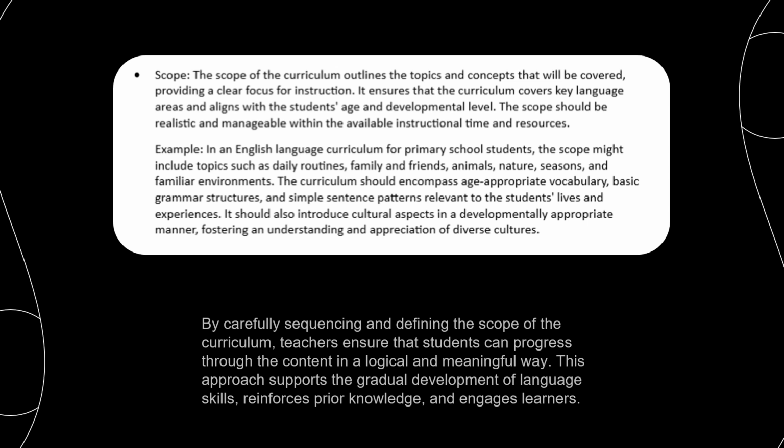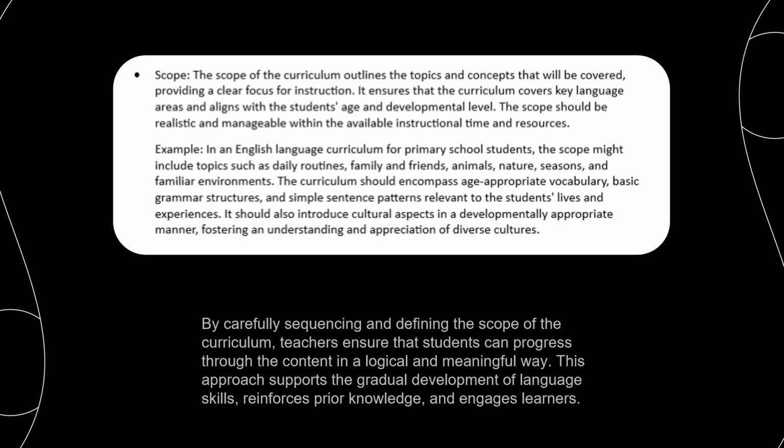Example: in an English language curriculum for primary school students, the scope might include topics such as daily routines, family and friends, animals, nature, seasons, and familiar environments. The curriculum should encompass age-appropriate vocabulary, basic grammar structures, and simple sentence patterns relevant to the students' lives and experiences. It should also introduce cultural aspects in a developmentally appropriate manner, fostering an understanding and appreciation of diverse cultures.